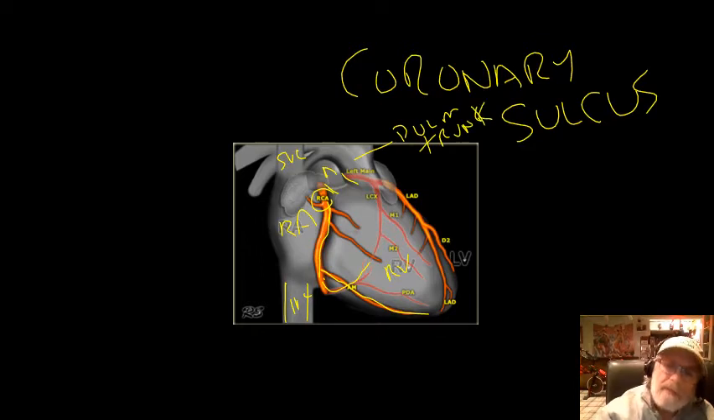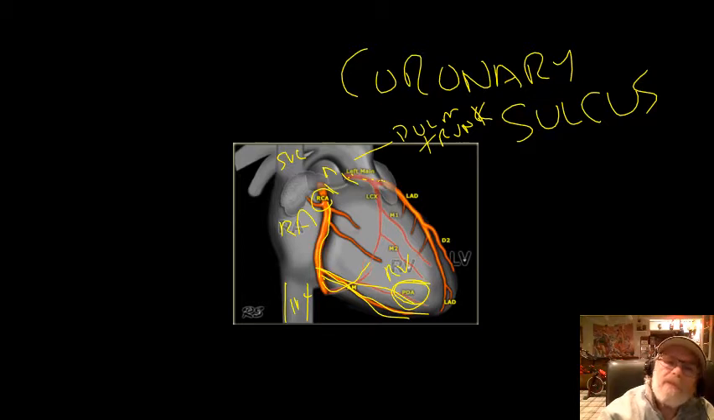And what happens is it looks shadowy right there. The reason why it looks shadowy is simply because here's that posterior descending right there. This is actually a marginal artery. That's the posterior descending, coming down the back. I'll talk a little bit more about that in a minute. But anyway, so here's my pulmonary trunk.